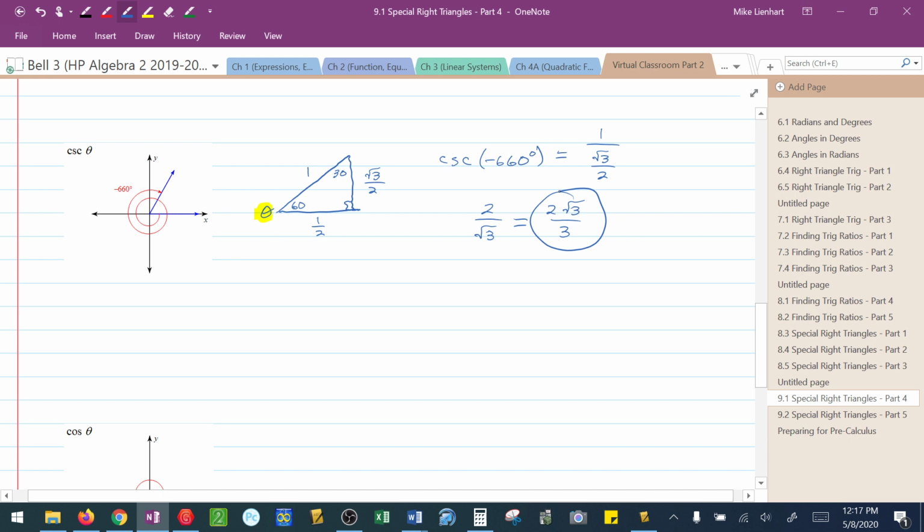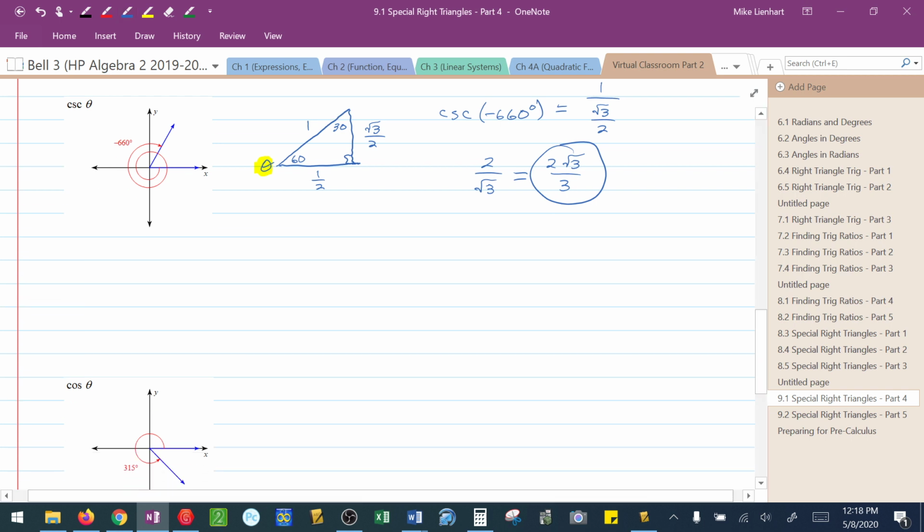Notice, when they want exact, they don't want decimals. They want everything written in a simplified radical form, or a simplified form.